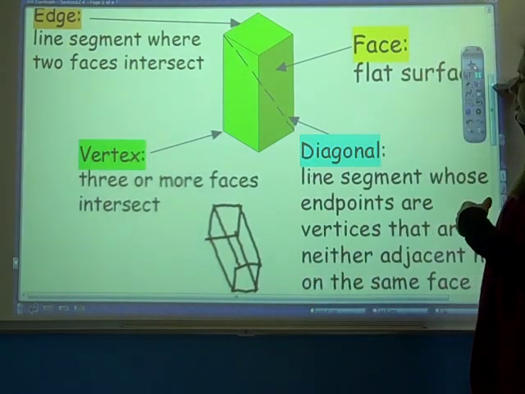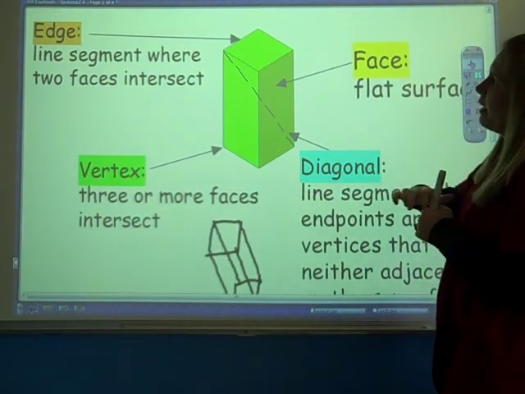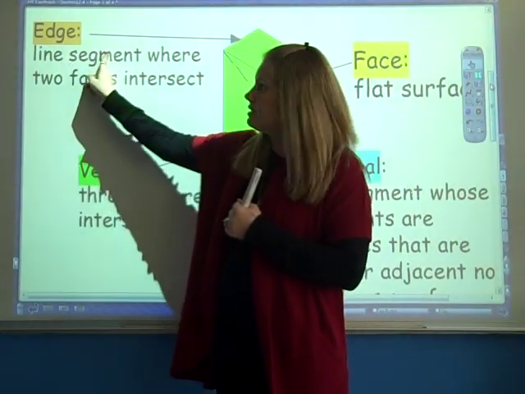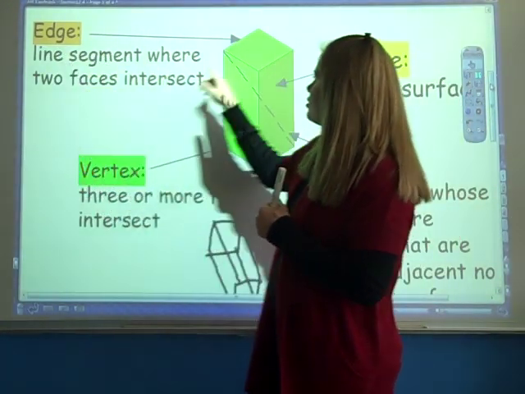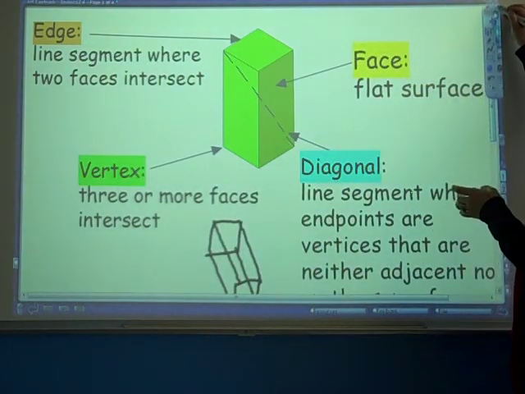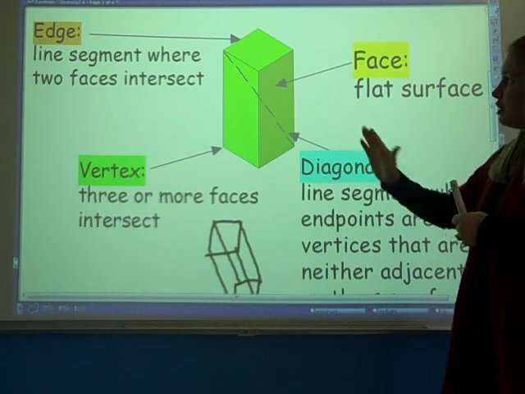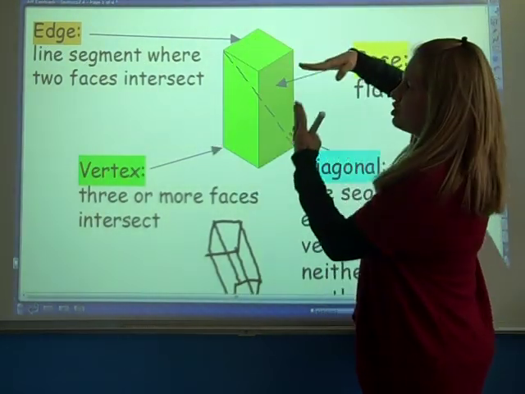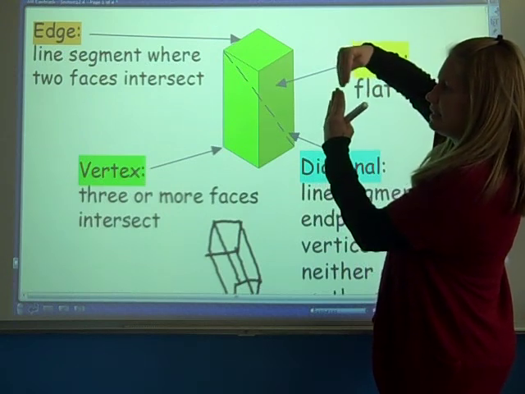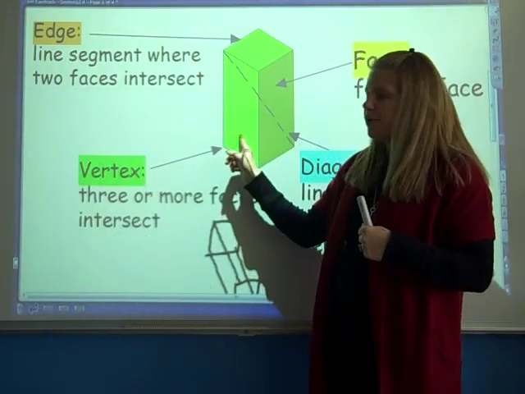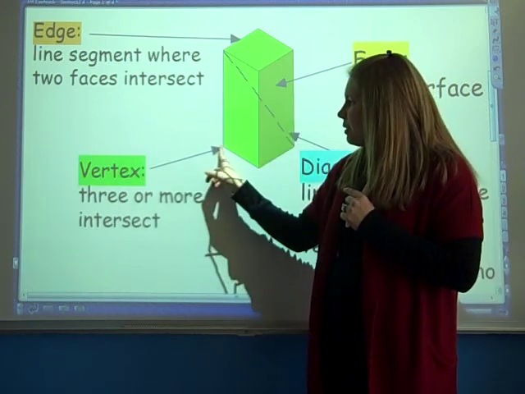So the vocabulary that goes with this shape: this is an edge. An edge is a line segment where two faces intersect. And the faces are the flat surfaces of our 3D shape. So faces are the flat surfaces. Edges are where the two faces meet, that line segment. A vertex is a point where all three faces meet, and these will be a point.